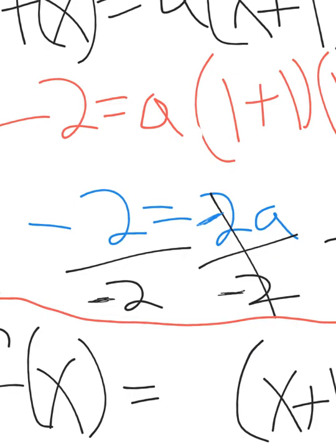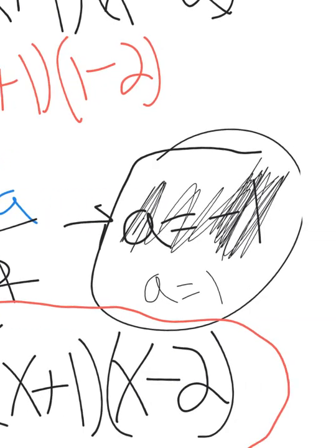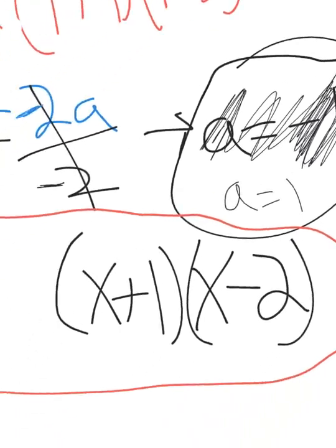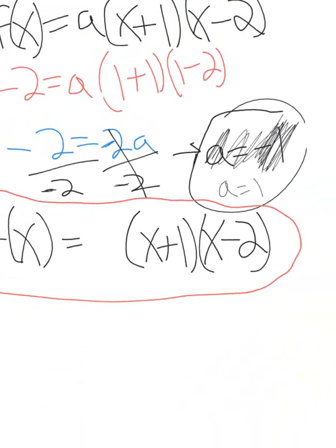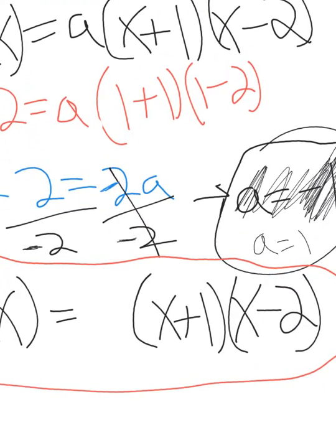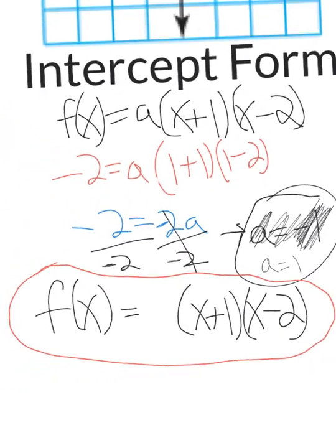Divide negative 2 to both sides, and you get A equals, I had originally written down negative 1 by accident, so A equals 1. Okay, so if A equals 1, then you have no number in front of the x plus 1, x minus 2. You could write the 1 if it makes you happy. It's not going to change anything.